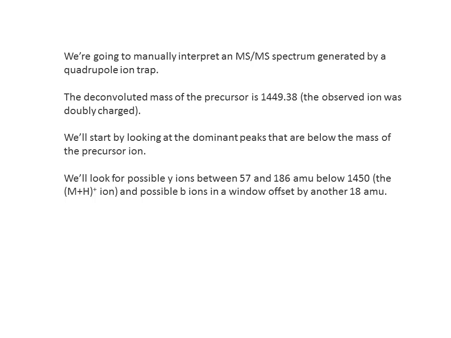We're going to use this example that comes from Karen Jonch's slides from the University of Colorado in Denver. We're going to manually interpret a spectrum generated by an ion trap. The mass that was measured by the ion trap is 1449 daltons, and it was doubly charged. We're going to start by looking at the dominant peaks that are below the mass of that precursor ion. So we need to look for ions that are between 57, the mass of glycine, and 186 units, the mass of phenylalanine, below the mass of the ion detected.